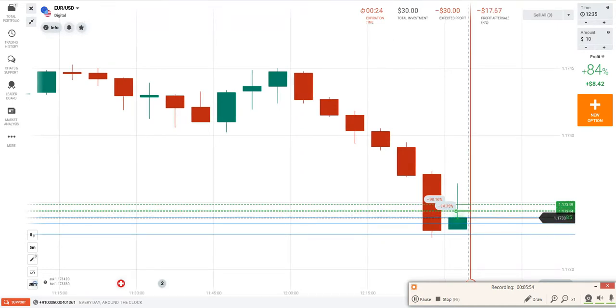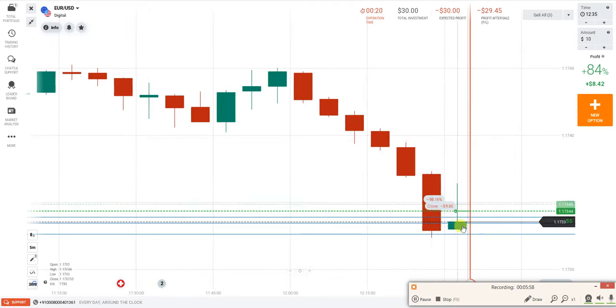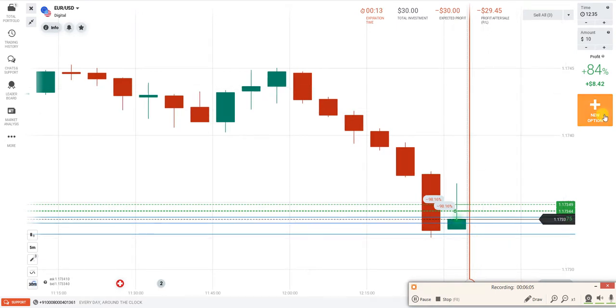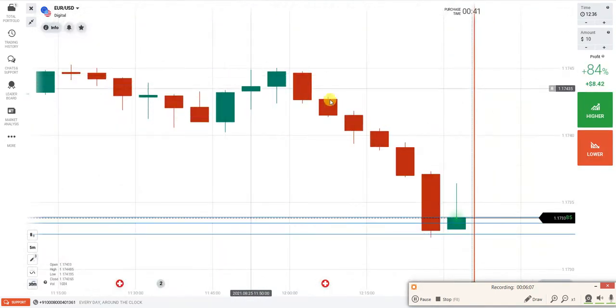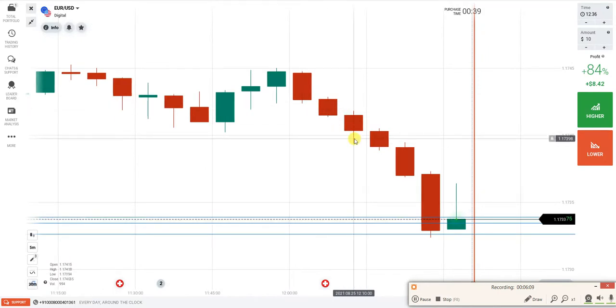Here, I think my trade is in a losing position because of my entry point. No problem, I can enter again from this area with double, and I'm expecting this will give me a winning trade.